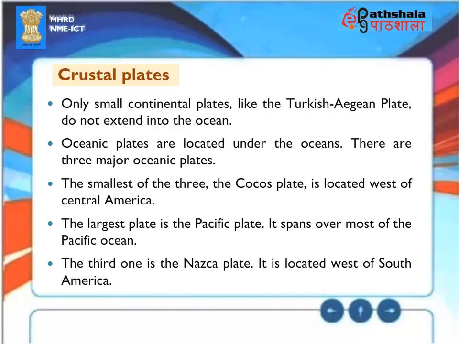There are 3 major oceanic plates. The smallest of the 3, the Cocos plate, is located west of Central America. The largest plate is the Pacific plate. It spans over most of the Pacific Ocean. The third one is the Nazca plate. It is located west of South America.